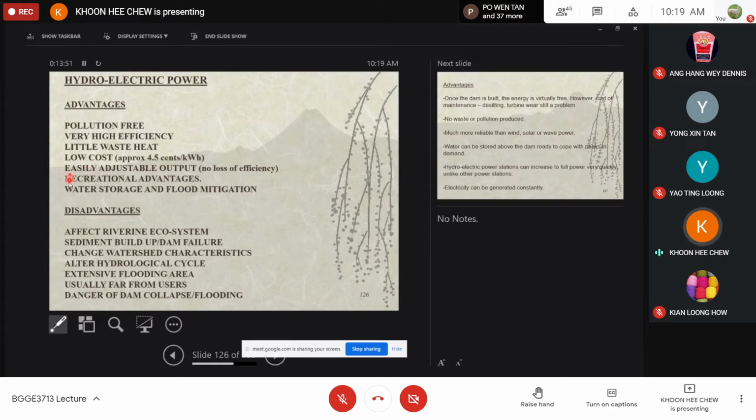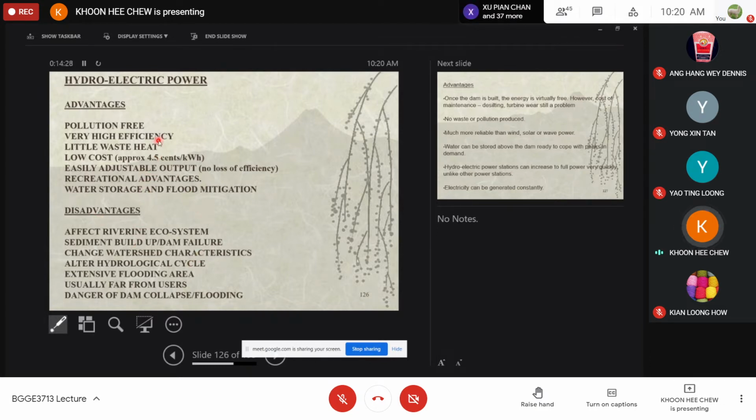What do we mean by recreational advantages? When you have a dam, usually they will convert the dam area into a park for jogging or whatever, isn't it? So one side is the dam for generating hydroelectricity, and another side they use it for recreation purposes. It is also used for water storage and flood mitigation. When there is a flood, the water will be allowed to flow into the water storage dam there, so it's flood mitigation. And the disadvantages, what are the disadvantages? It will affect our riverine ecosystem.